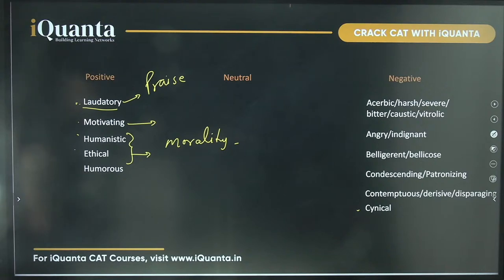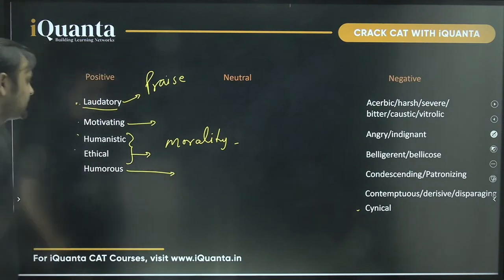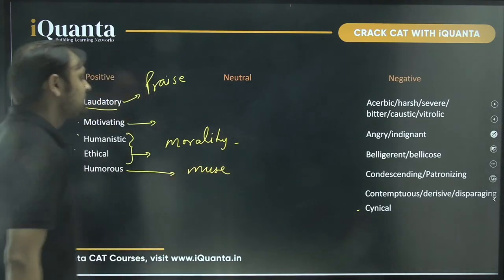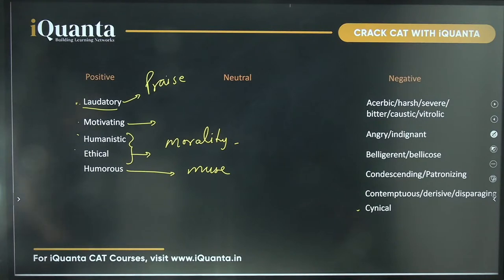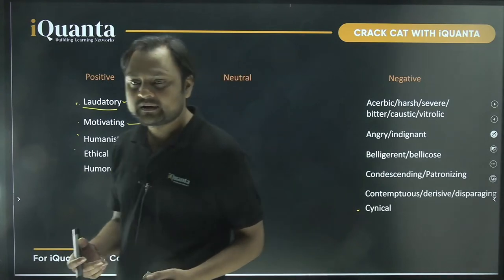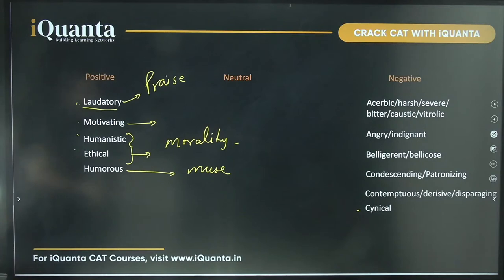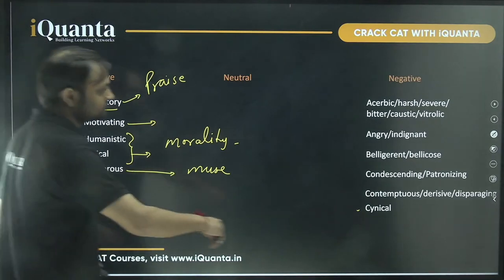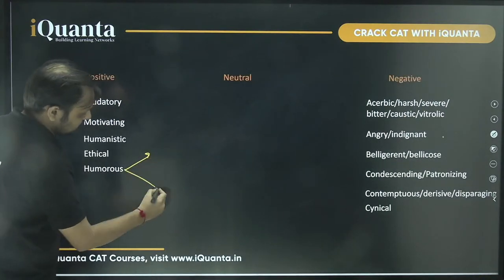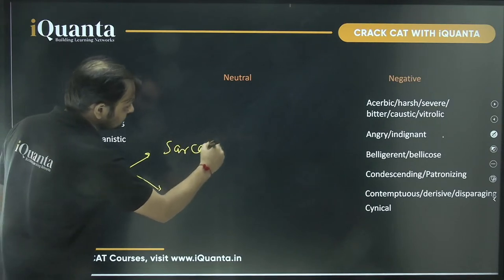Humorous is one more positive tone, and this is also very important. You are somehow trying to cause amusement. The author is trying to amuse his readers, and he is trying to produce some kind of smile on the face of the reader. So while reading a text, if you want to smile, or an unnecessary laugh spreads across your face, then maybe the tone is humorous. That's why it is happening. And the other words which are very close to humor, let me write those also, are sarcasm and satire.